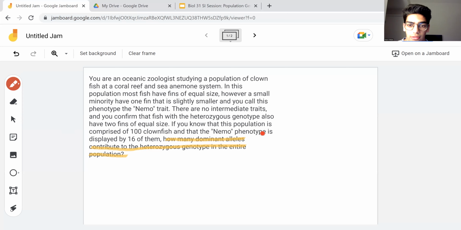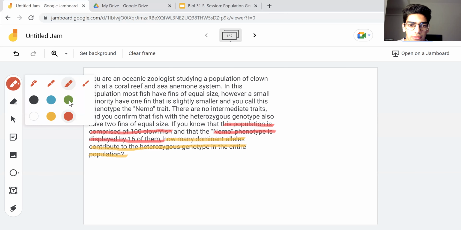So numerically, the first things that stand out to me are that this population is comprised of 100 clownfish, and that the Nemo phenotype is displayed by 16 of them. So these are right off the bat the raw numbers that we're going to be working with, and those both seem to be pretty important in figuring out how to get to our dominant allele number from the heterozygous genotype.